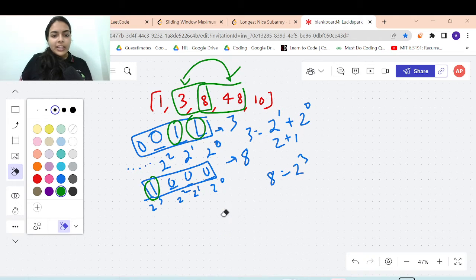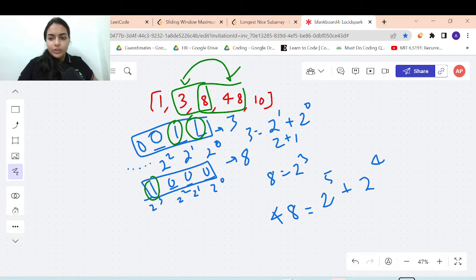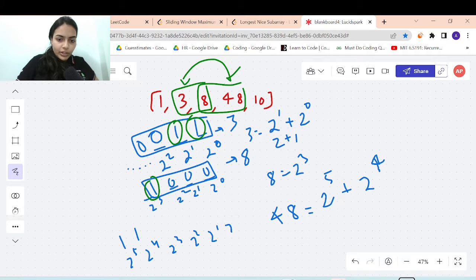Let me write the binary representation for 48 now. What is 48? 2 power 5 is equal to 32, so first you will have 32. Then from 32 you have 16 left, that will be 2 power 4. So 2 power 5 plus 2 power 4. This will be 2 power 5, this will be 2 power 4, and then you have 2 power 3, 2 power 2, 2 power 1, 2 power 0.